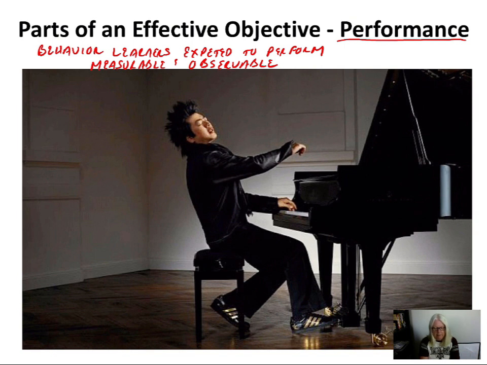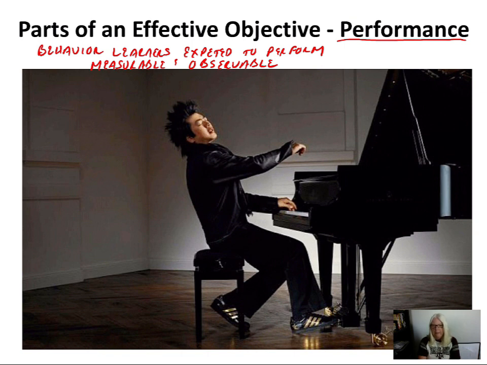So, for example, it could be to be able to dance, to be able to interview, to be able to paint a picture. I can observe and measure all of those things. So in these instances, I can tell when somebody is performing the task. Okay. So what the learner will be doing when demonstrating achievement of the objective is important.